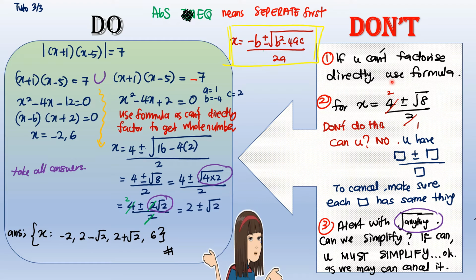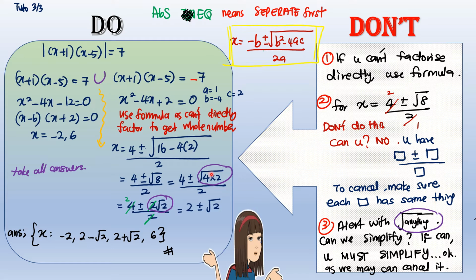What you shouldn't do here: if you can't factorize directly, we use the formula. Number 2, for x, you can't just cancel 2 of them. What we need to do is have all the elements here, and to cancel, make sure each element has the same factor. And lastly, if there is anything inside the root, see whether it has anything related to the bottom so that we can cancel with each other.